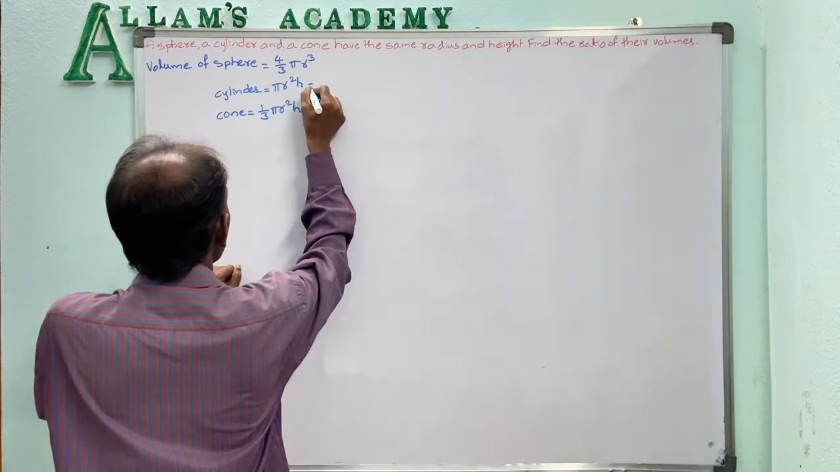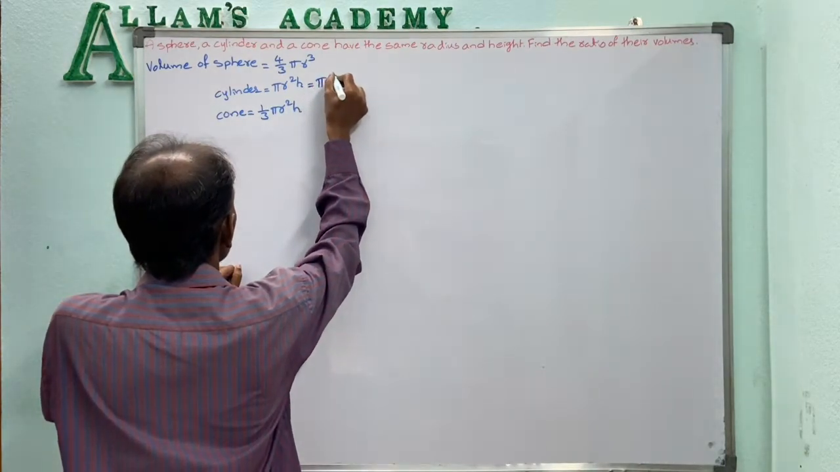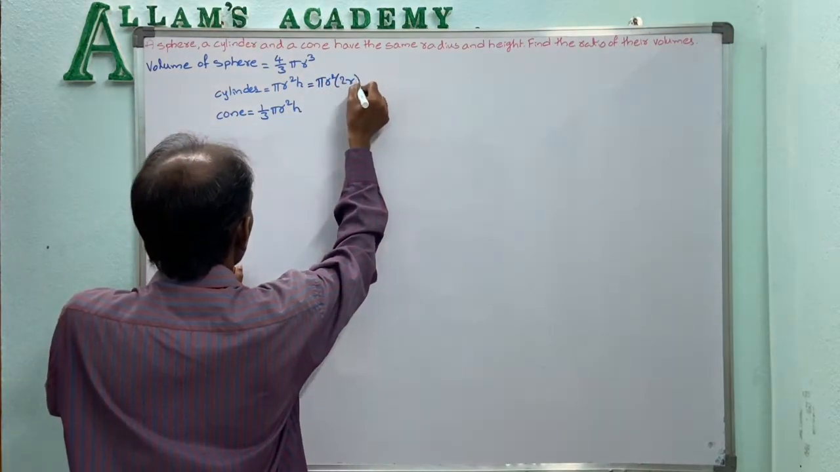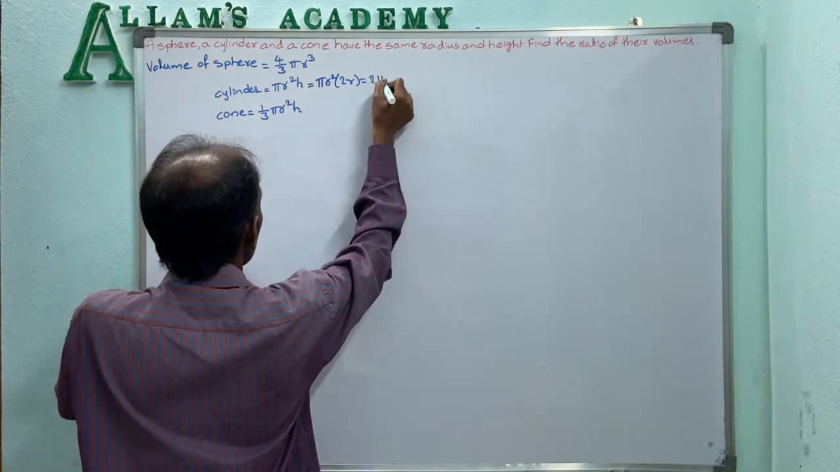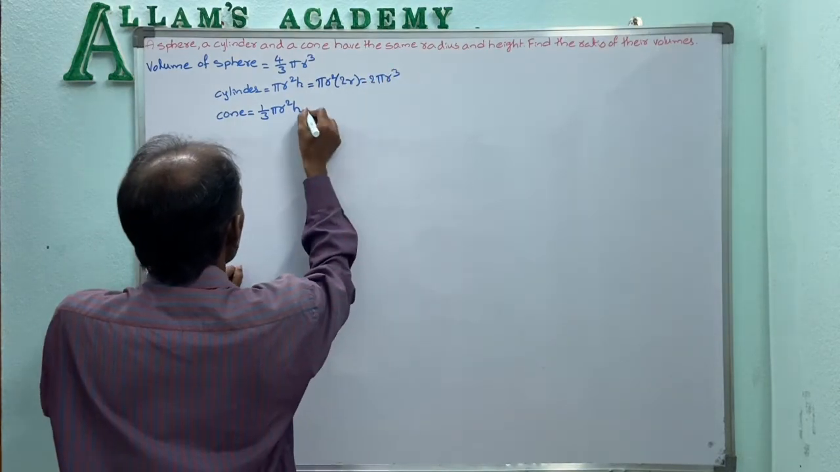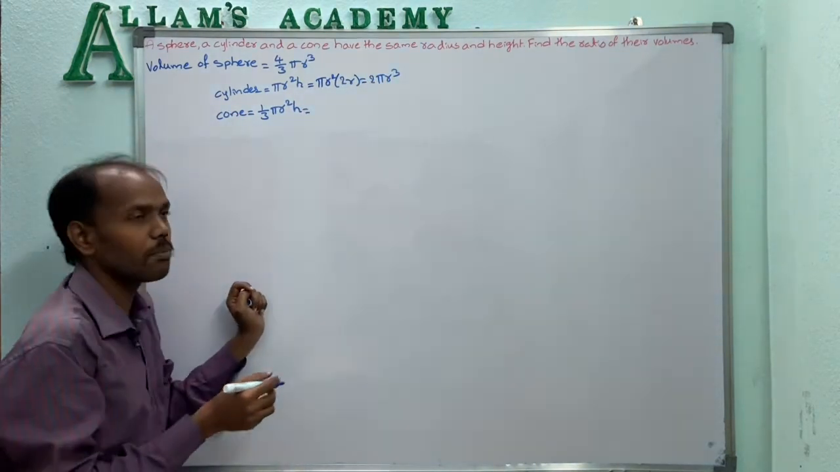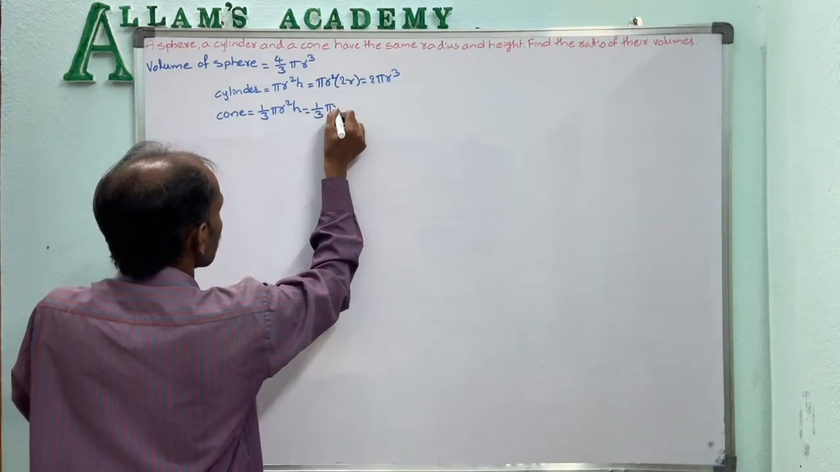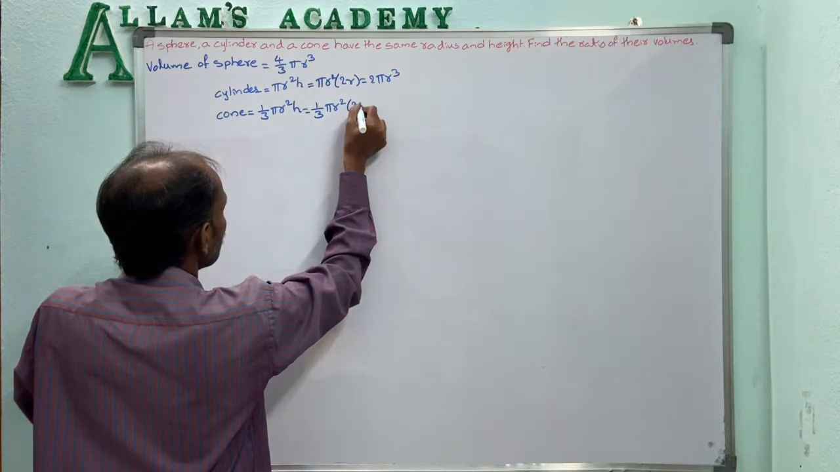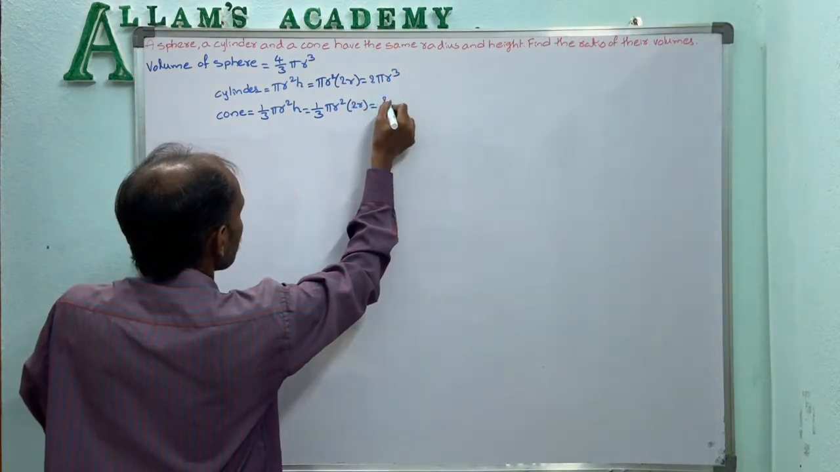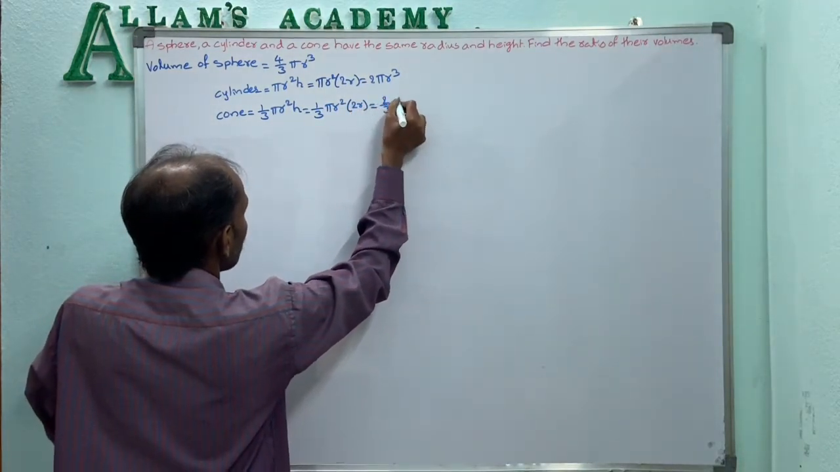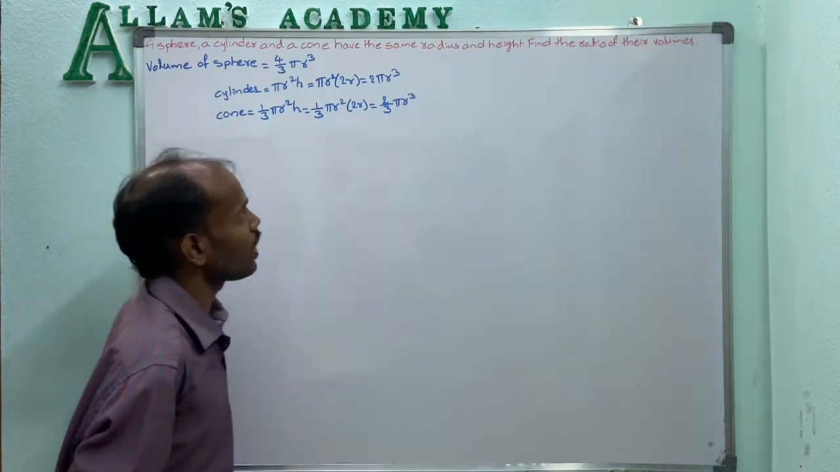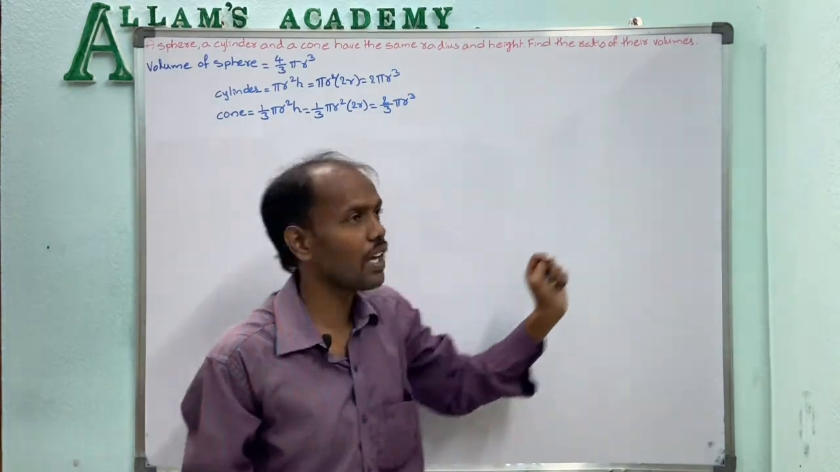That means pi r square into 2r, that equals 2 pi r cube. Now here also h is nothing but 2r, that means 1 by 3 pi r square into 2r, that is nothing but 2 by 3 pi r cube. Now we are asked to find the ratio of their volumes.